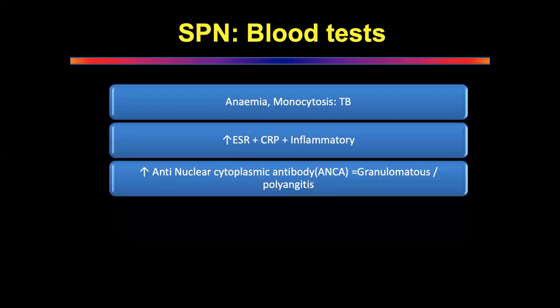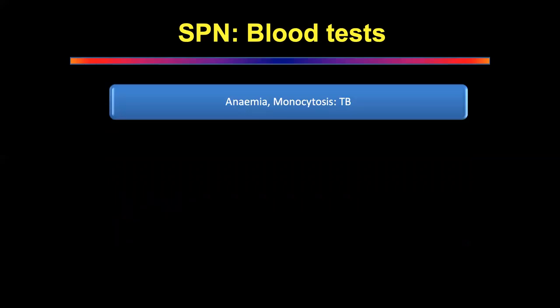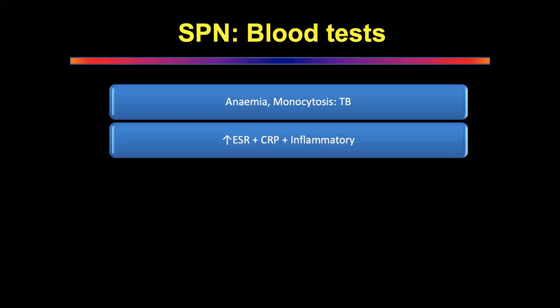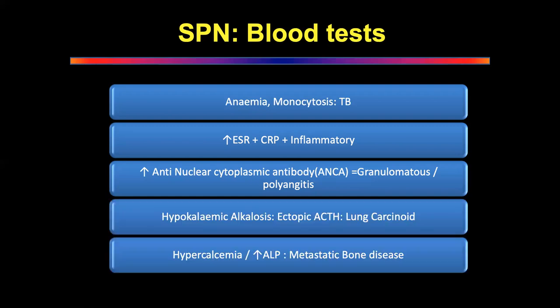Okay, so we'll go through this slide again now. I'm sorry, but we have to. Now, Nikhil, please tell me markers in blood test for a solitary pulmonary nodule. Sir, anemia, CRP, ESR, ANCA, then... you may know, may not know. It's okay. Hypokalemic alkalosis, hypercalcemia, ALP.